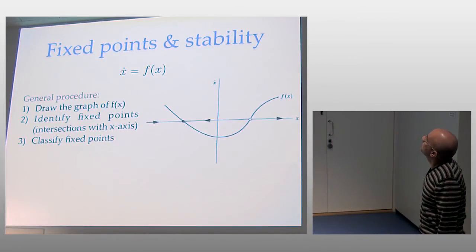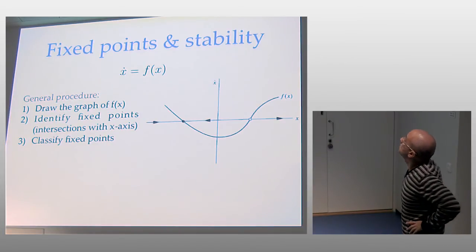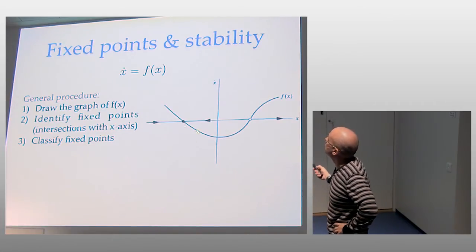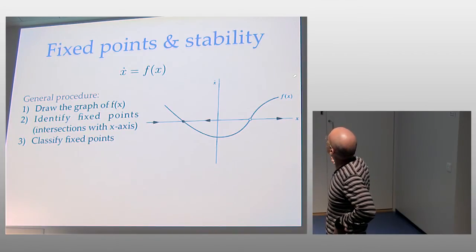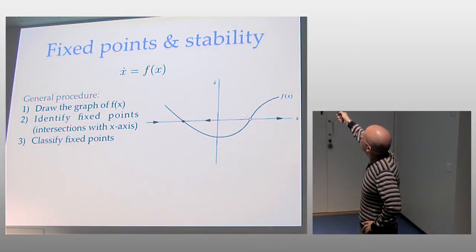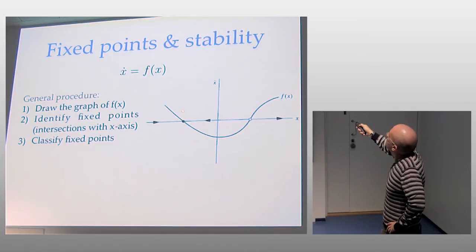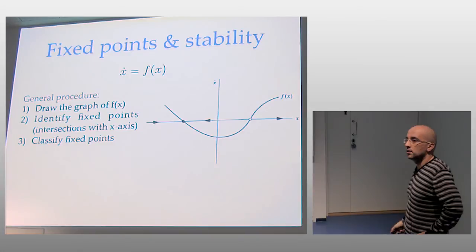Now, fixed points and stability. The general procedure: I draw the graph of f(x). Like in this case, this is what we did for the sine before. And then I check the intersections, and I draw the velocity fields. Here we are below 0, the velocity is negative, so the arrow points to the left. Here it is positive, to the right, and here it is positive again, to the right.